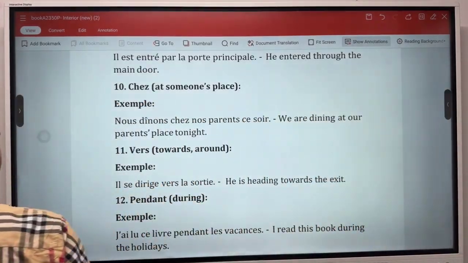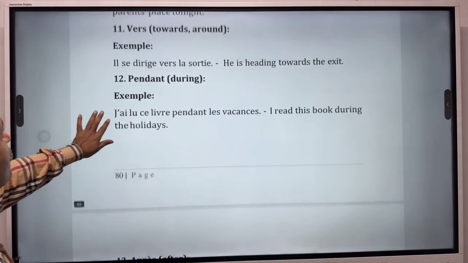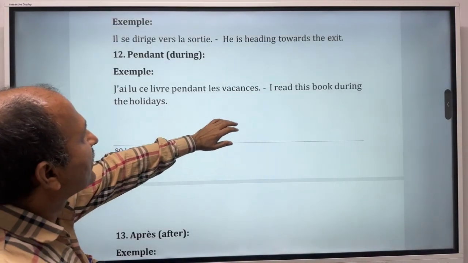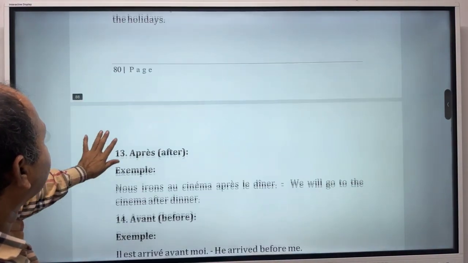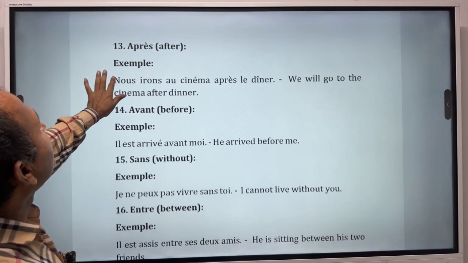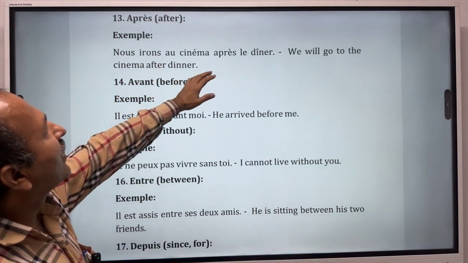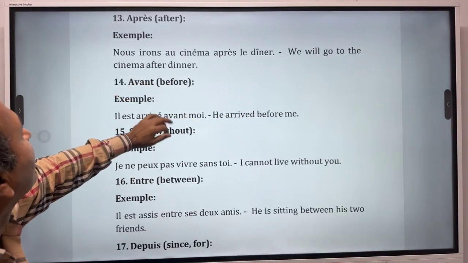Next one is pendant, which means during. J'ai lu ce livre pendant les vacances. I read this book during the holidays. Then comes après, after. Nous irons au cinéma après le dîner. We will go to the cinema after dinner.